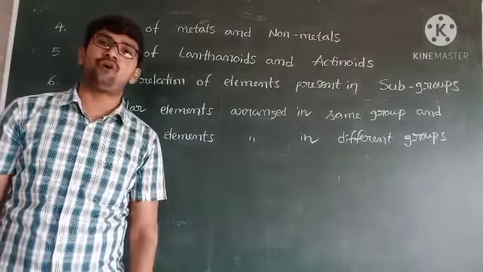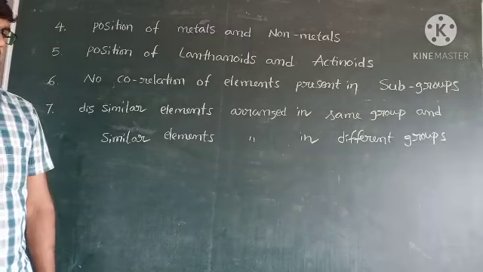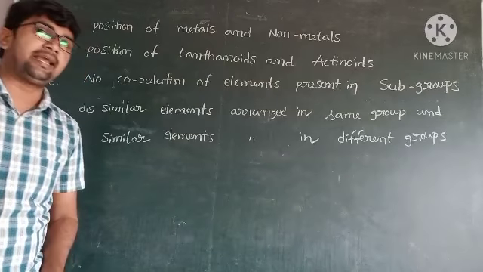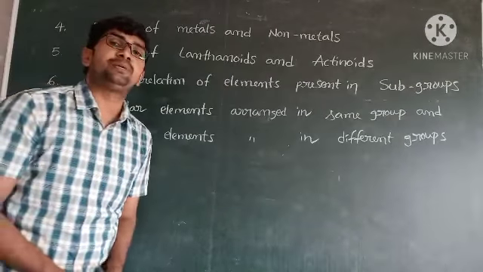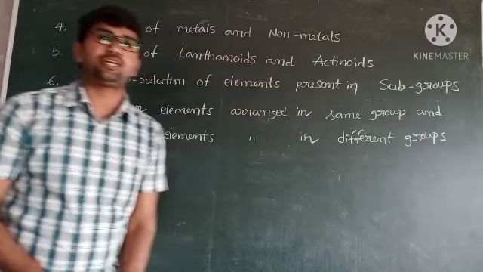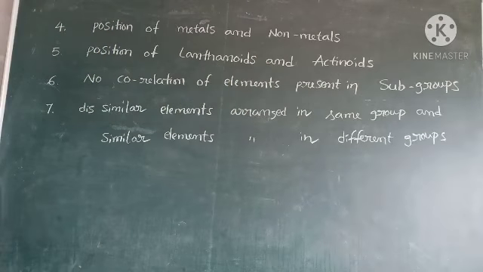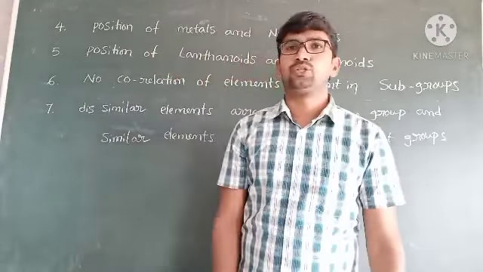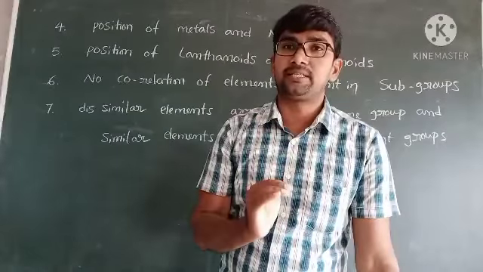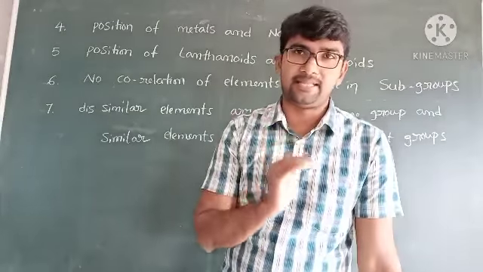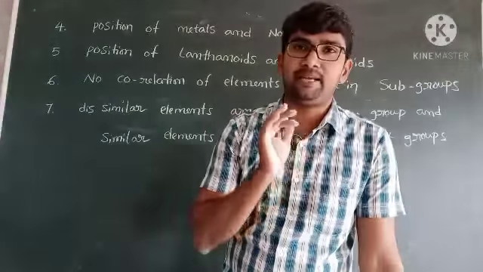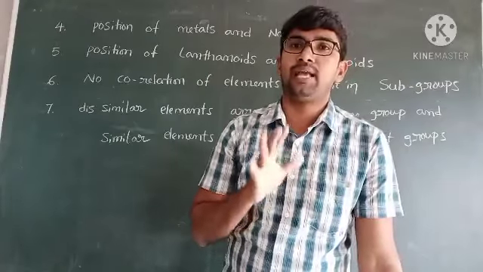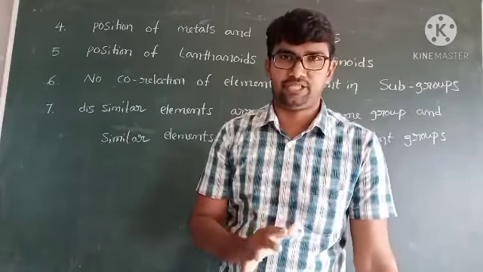These drawbacks were overcome by Moseley, and Moseley discovered a new periodic table. That is called the modern periodic table. So nowadays we follow that modern periodic table only. In Moseley's periodic table, the elements are arranged based on their atomic numbers and also their electronic configurations.